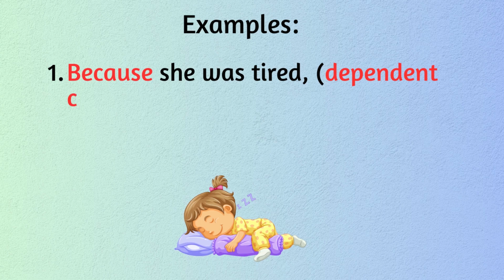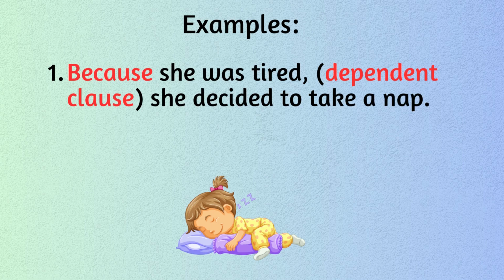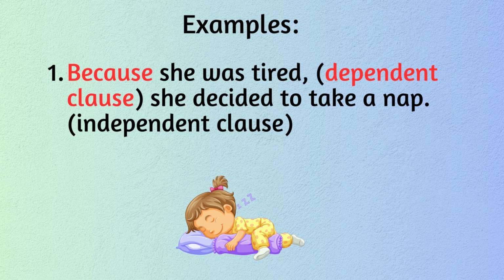Examples. Example number 1. Because she was tired. This is our dependent clause. She decided to take a nap. She decided to take a nap is our independent clause because this on its own can stand alone. It makes sense. It expresses a complete thought. Whereas because she was tired cannot stand on its own. It wouldn't make sense.